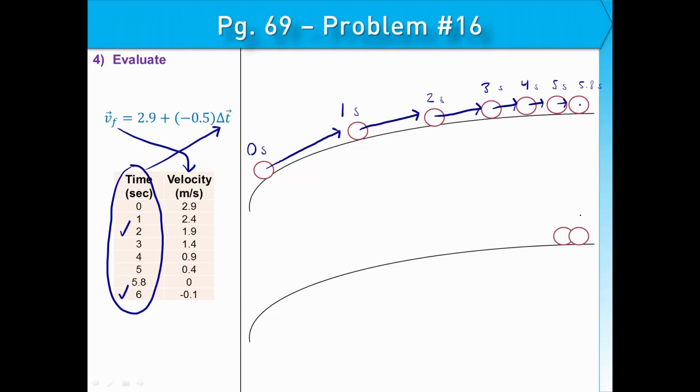Continuing down here, I'm going to let this be 5.8 seconds. Since it's 0 velocity, it's going to be represented by a little dot. And finally, at 6 seconds, which is the last drawing over here, the velocity is now negative. So it means the direction it should be pointing is toward the left. Notice its magnitude is 0.1, so it should be a really, really tiny arrow. Let's draw that right there. And this is basically the motion diagram for the ball going uphill and downhill.